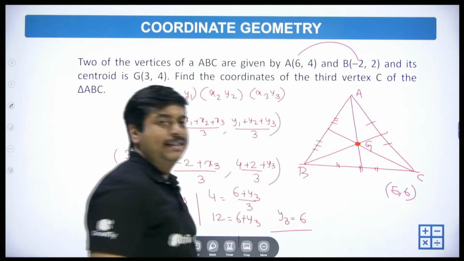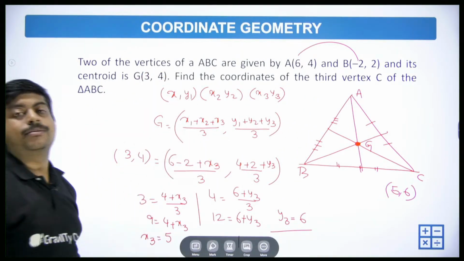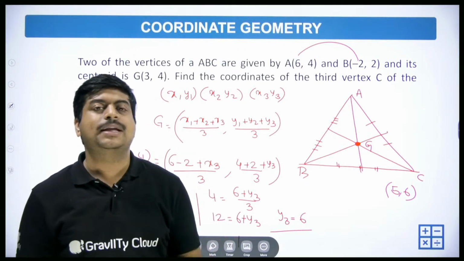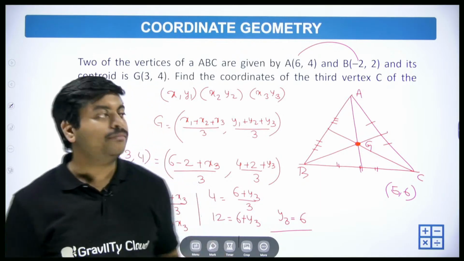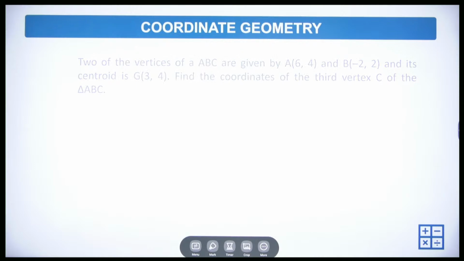Once again, please cross check that. You may make some calculation mistakes here. Calculation mistakes in mathematics are quite possible, but you should not repeat them in your examinations. So please do it properly and we'll move forward to the next question.